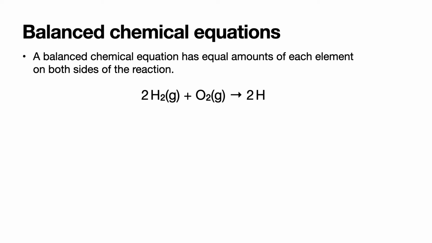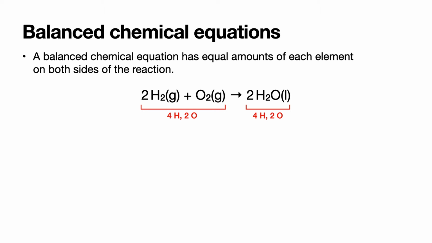An example of that is combustion of hydrogen gas in the presence of oxygen to form water. On the left side of this reaction, we have a total of 4 hydrogen atoms and 2 oxygen atoms. And on the right side of the reaction, we also have a total of 4 hydrogen atoms and 2 oxygen atoms. And so this equation is said to be balanced. There are equal amounts of hydrogen on the left and on the right, and there are equal amounts of oxygen on the left and on the right.